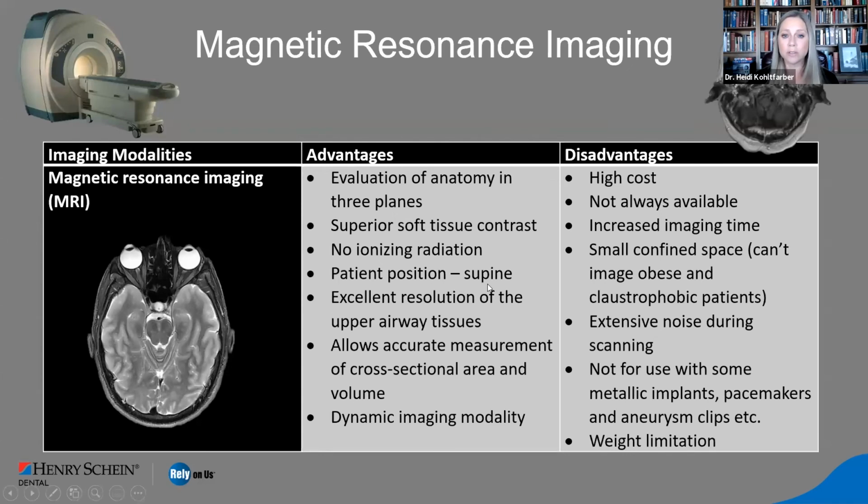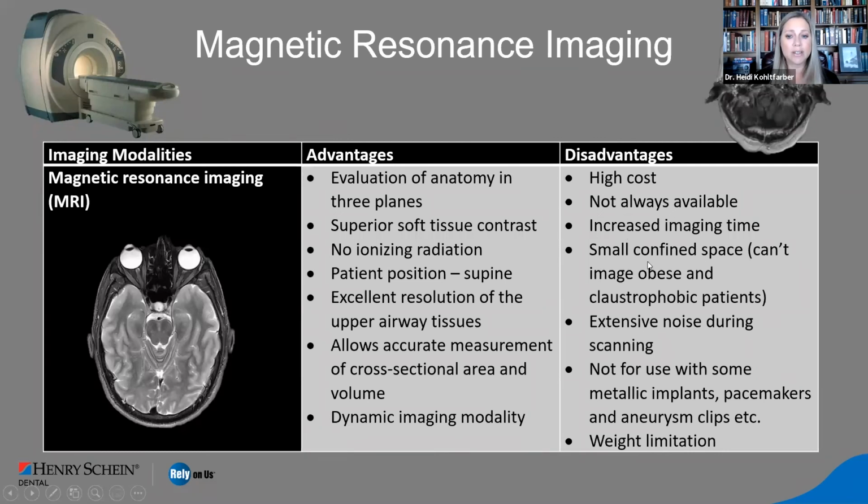The patient, of course, is going to be supine, just like in a medical CT. Excellent resolution of the upper airways. You can accurately measure cross-sectional areas and look at volume. And then there is a dynamic imaging modality as well, so you could kind of watch a person swallow and function and that sort of thing. But this does come at a much higher cost. It's not always readily available.